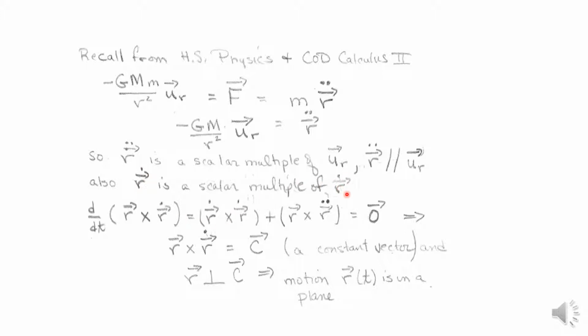The scalar is 1. So if we take the derivative with respect to time of the cross product of r and r dot, we use the product rule here, and both of those vectors are 0. This one because of that conclusion, and this one's equal to 0 because of that conclusion. Now, since the derivative with respect to time is equal to the 0 vector, that means that this cross product is in fact a constant vector.